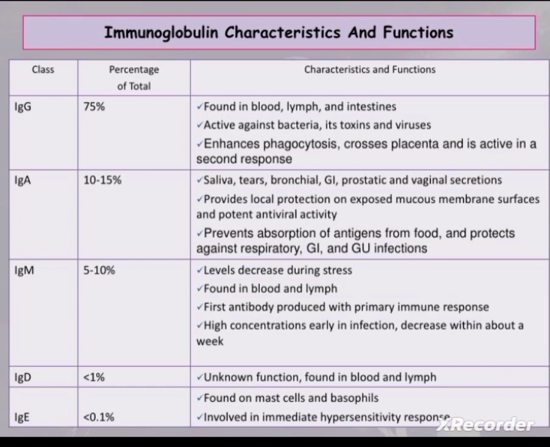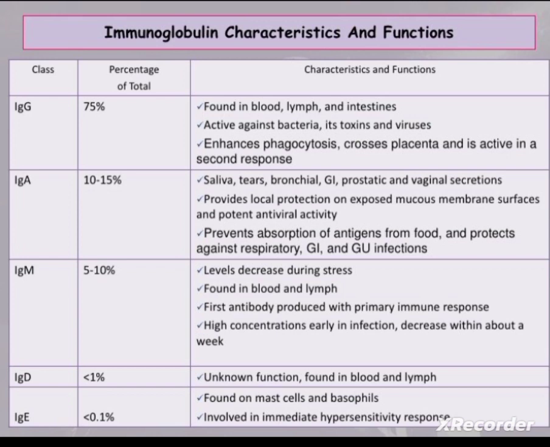And it prevents absorption of antigen from food and protects against respiratory, gastrointestinal and genitourinary infections. IgA is mostly present in mucosa, so it acts as a barrier especially in gastrointestinal and genitourinary infection. And this IgA promotes phagocytosis and intracellular killing of microorganisms.